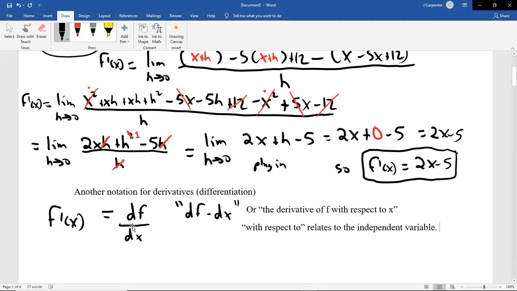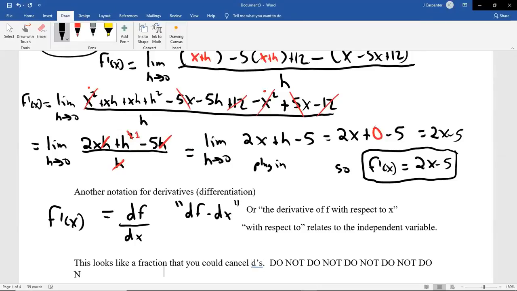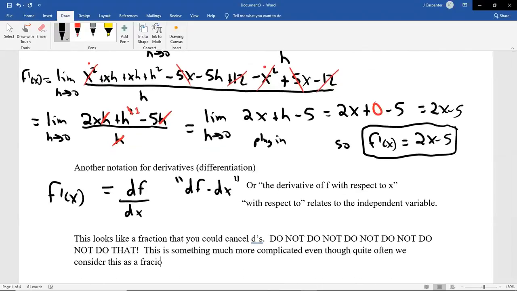And now this looks like a fraction, doesn't it? df over dx. Oh, cancel the d's. Do not. This looks like a fraction that you could cancel the d's on. Do not do that. This is something much more complicated, even though quite often we consider this as a fraction. It's not really a fraction, but a lot of the operations we can do with it act like it's a fraction.